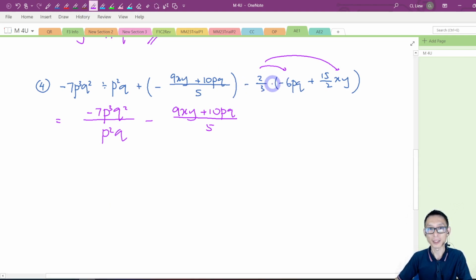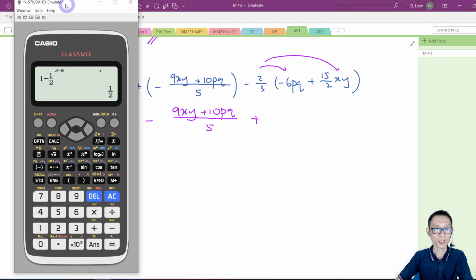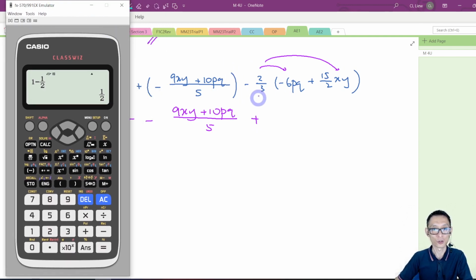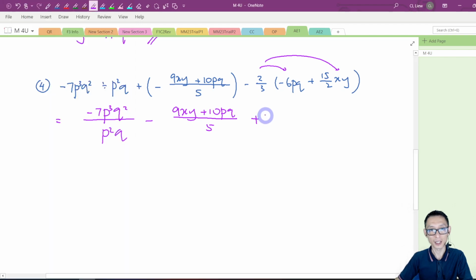Negative, negative become positive. So if you worry that you will make mistake, you can just use your calculator to press the answer. So it's up to you. Let's say if you want to key in negative, you don't have to write any sign here first. Negative 2 over 3, then times negative 6. You get positive 4. You just write positive plus 4PQ.